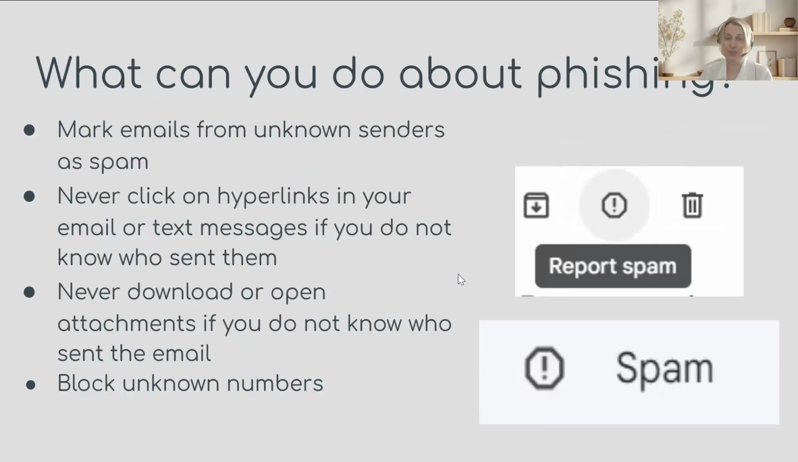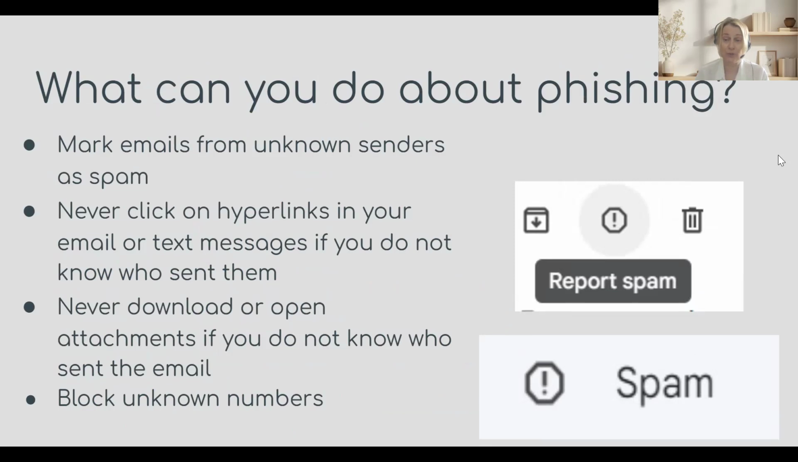So what can you do about phishing? Well, you can mark emails from unknown senders as spam. And the same thing that you did for spam and scam. In your Gmail, there is a button that looks like a stop sign with an exclamation point in it, and you can report the email as spam.